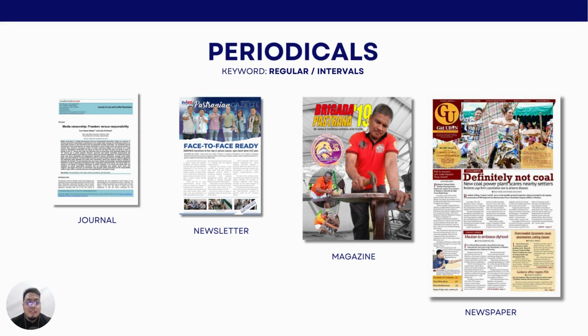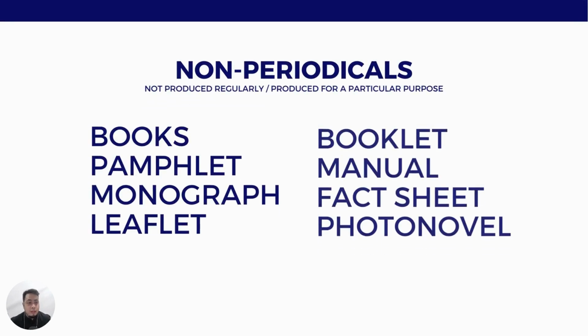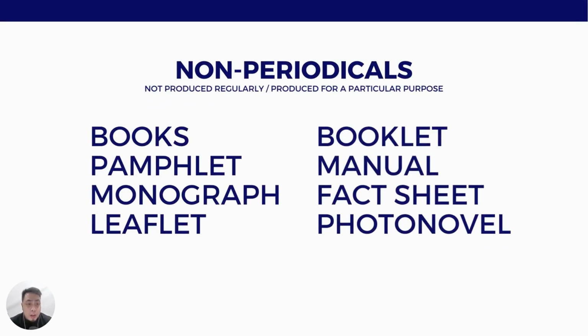And you can see the great difference, not because of the size, but because of the front page or the cover page. All right. The keyword here is regular or intervals. There is a regular release or intervals of release of these particular periodicals. Now let's have the non-periodicals. These are not produced regularly. These are just produced for a particular purpose.